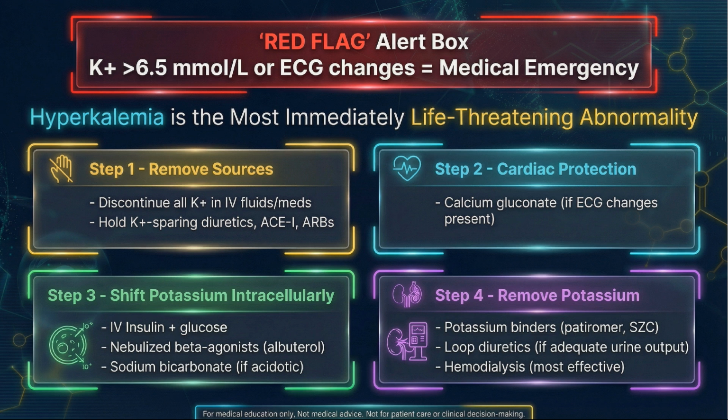Step 4 is to actually remove potassium from the body. This can be done with potassium binders like patiromer or sodium zirconium cyclosilicate, or with loop diuretics if the patient is still making urine. However, the most effective and definitive treatment for severe hyperkalemia is hemodialysis.